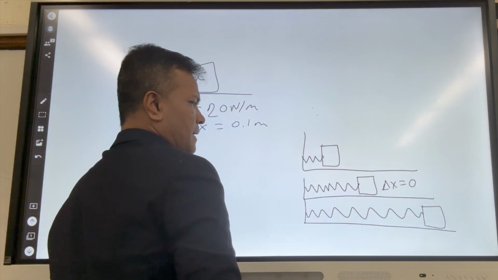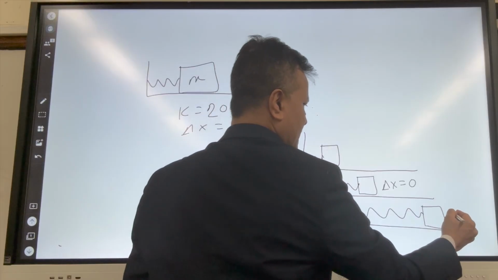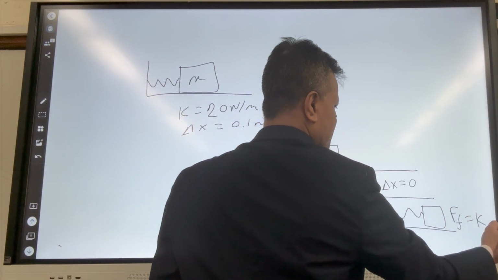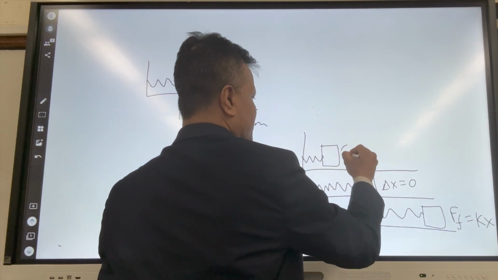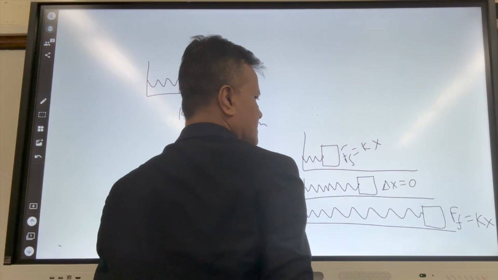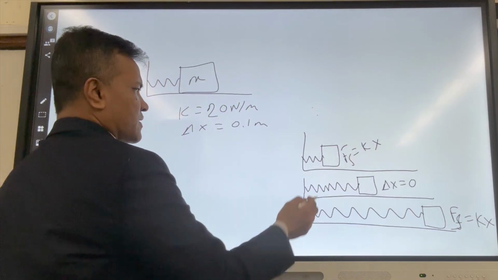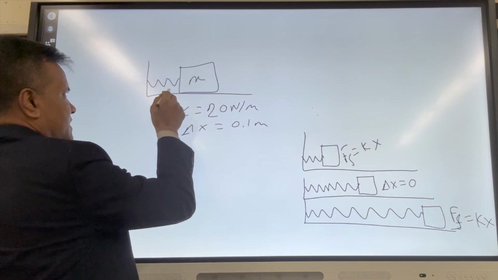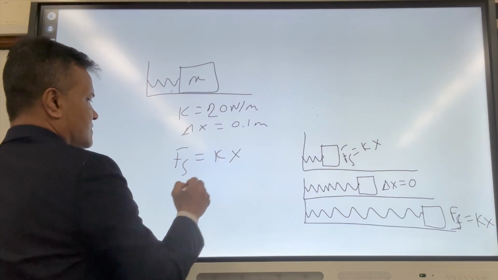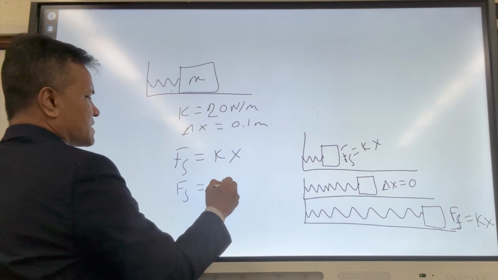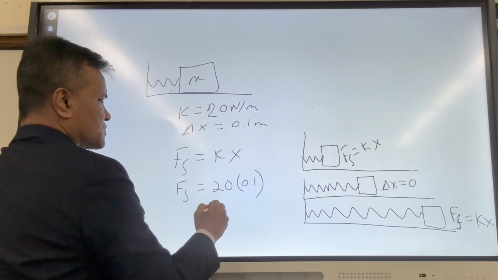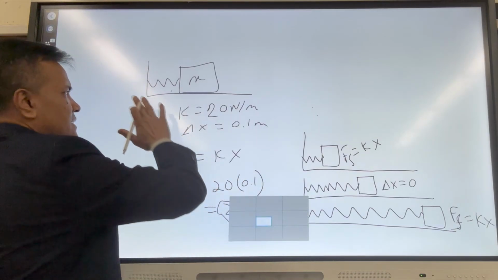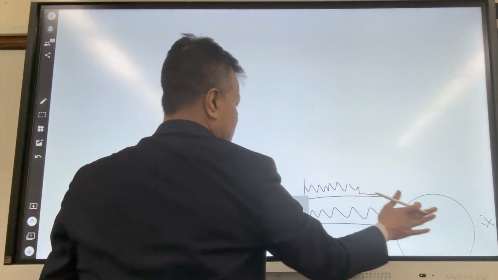Here, fs is kx. So we are trying to find fs when it is compressed. So fs is 20 times 0.1, which is 2 Newton. All right. The third problem is a little bit interesting.